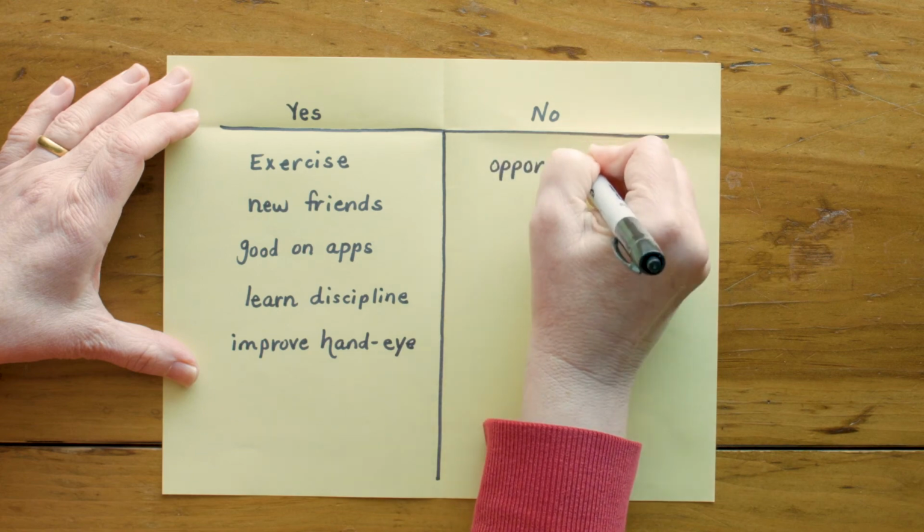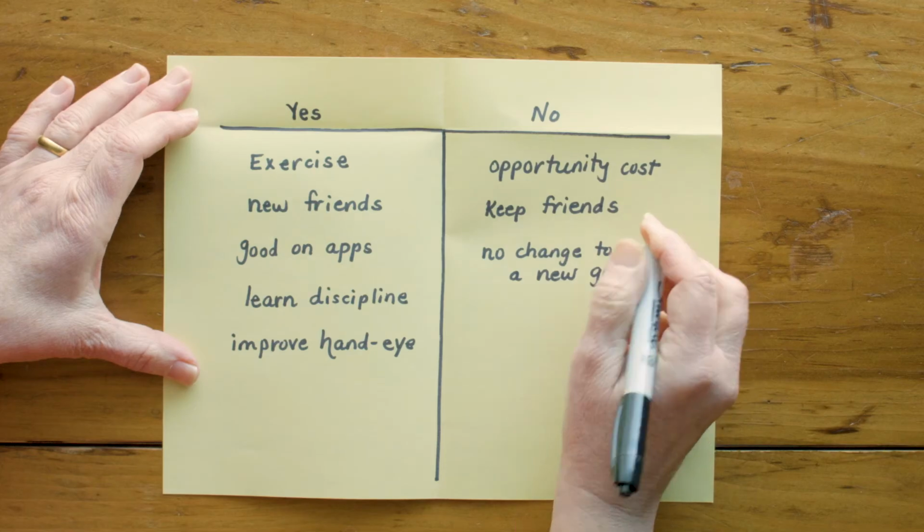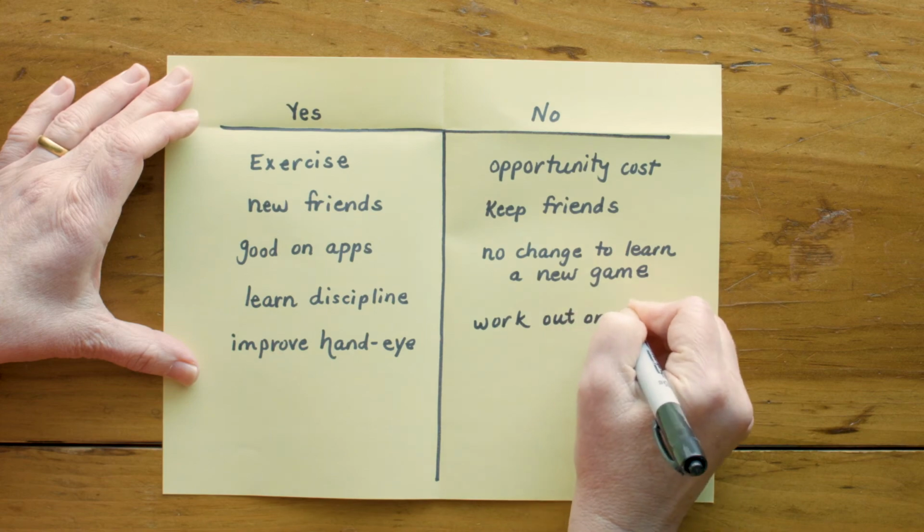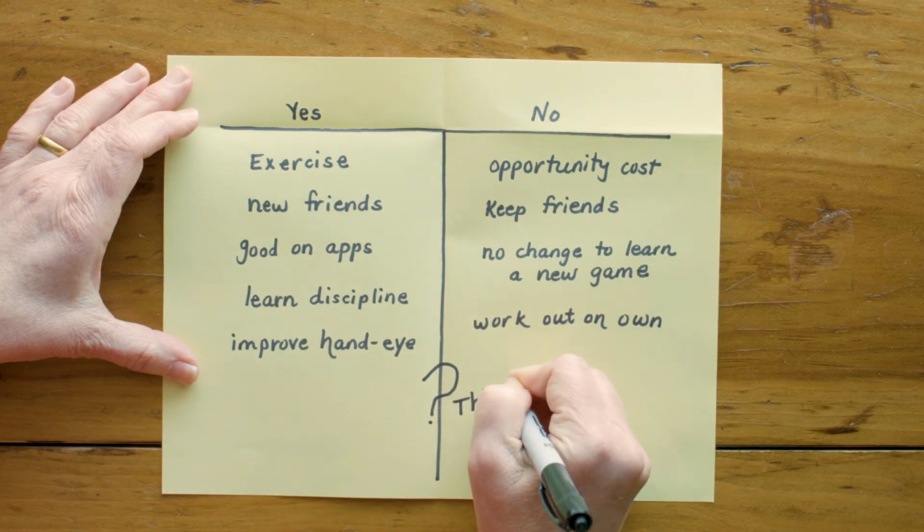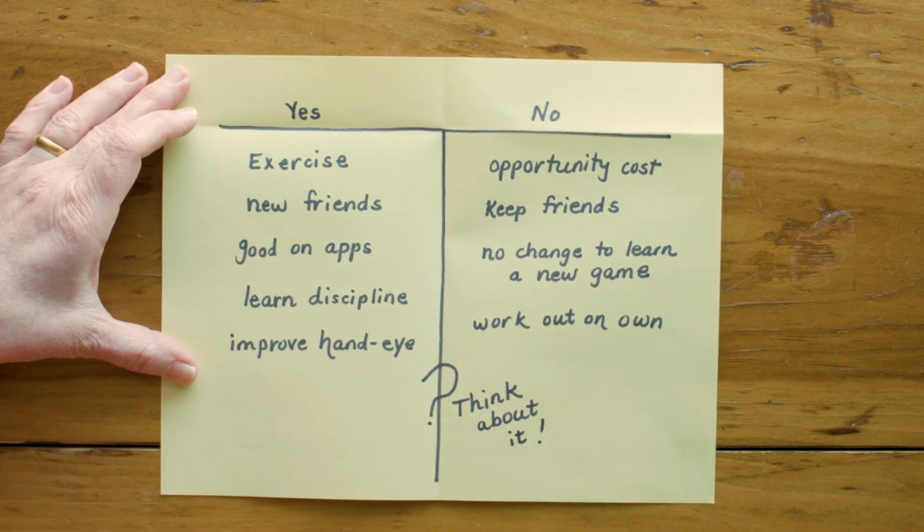Not joining, well, there's an opportunity cost for everything, so there could be other things that you want to do. You might want to just keep the friends you have. And perhaps you don't want to learn a new game at this time. So if you write it all out, it might help you make a better choice. These are some examples for using a T-chart. So this gives you an idea of how conceptually you can look visually at a T-chart to help you study.